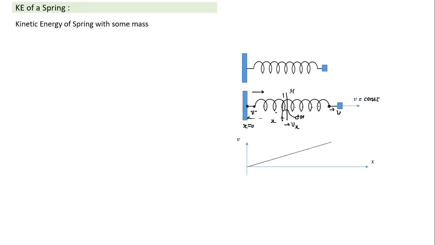So let's understand what it means. Suppose I plot the velocity of different parts of the spring, x being the position. This is how the velocity will vary. At x equal to L naught, the velocity will be equal to v. In between, it will vary like this. So if this mass is m, different parts will have different velocity.